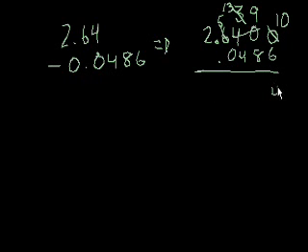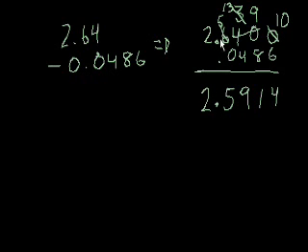10 minus 6 is 4. 9 minus 8 is 1. 13 minus 4 is 9. 5 minus 0 is 5. 2 minus nothing is 2. Bring down the decimal point.